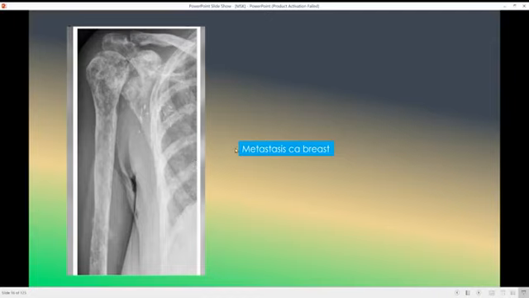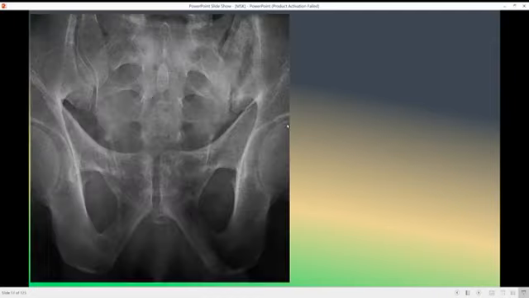And we move to the next case. What do you think about the next case this patient has? What do you think the patient has? The next case.